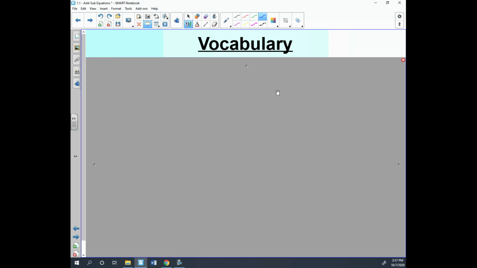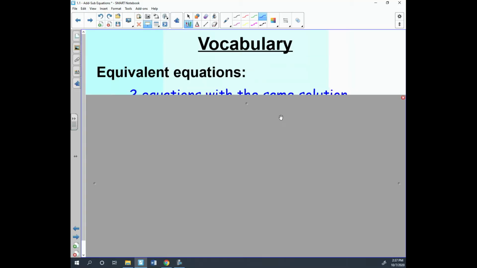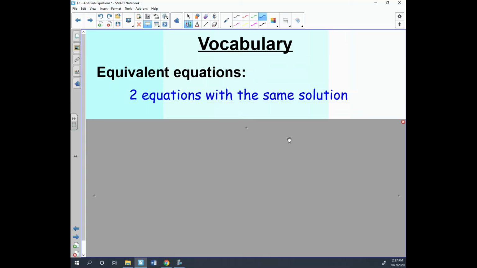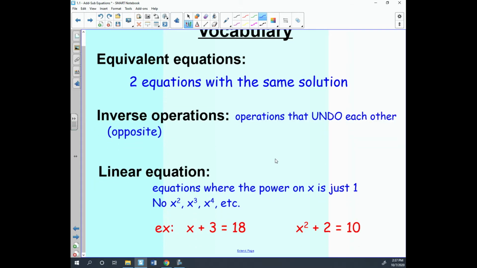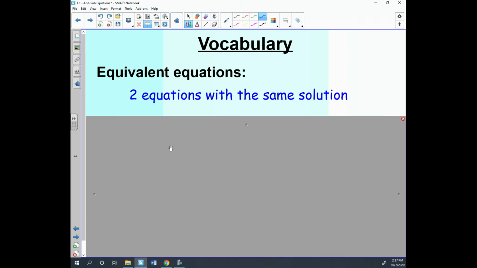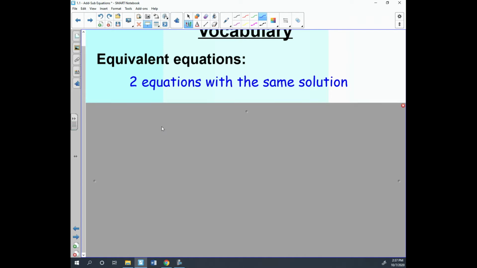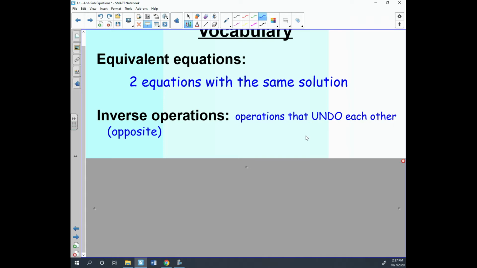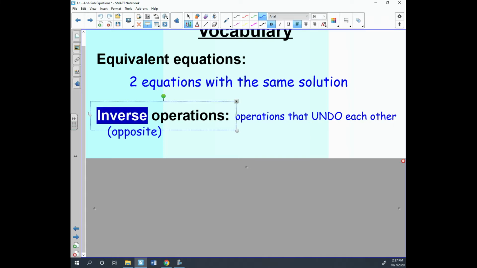We're going to expand a little bit and talk about vocab. Equivalent equations are just two equations with the same solution. Equivalent, equal, hint word in there. Inverse is kind of our big main word for this stuff. Inverse operations are operations that undo each other.